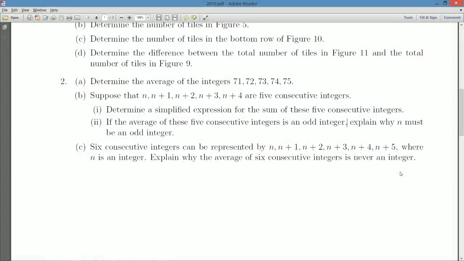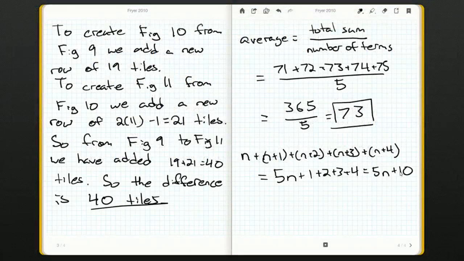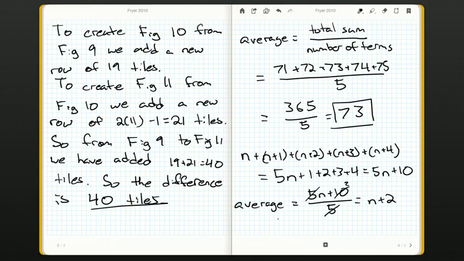And what was the other part? If the average of these 5 consecutive integers is an odd integer, explain why n must be an odd integer. Okay, well let's take a look at a formula for the average. We have a formula for the total sum, which is 5n plus 10, we just did that, divided by 5. Well, wouldn't you know it, 5n has a factor of 5, 10 has a factor of 5. So we're left with n plus 2. So what they're asking us is, if n plus 2 is an odd integer, explain why n is an odd integer.